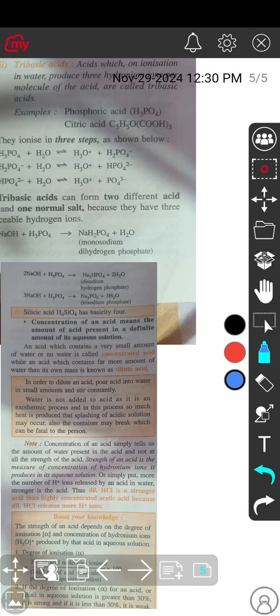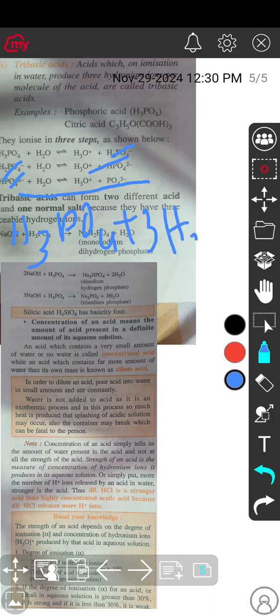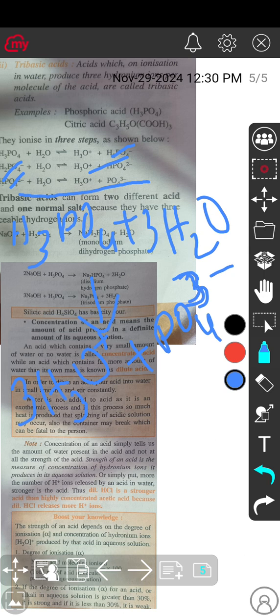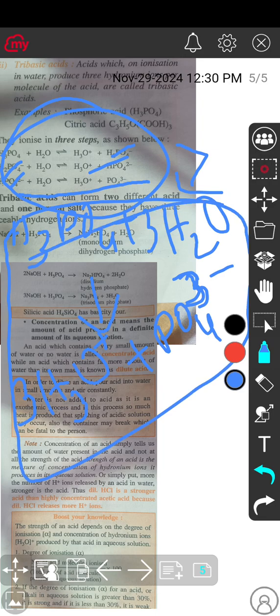At last, the intermediates will cancel. So left is H3PO4 plus 3H2O gives 3H3O plus and PO4 3 minus. This is the simplified equation of all those steps.